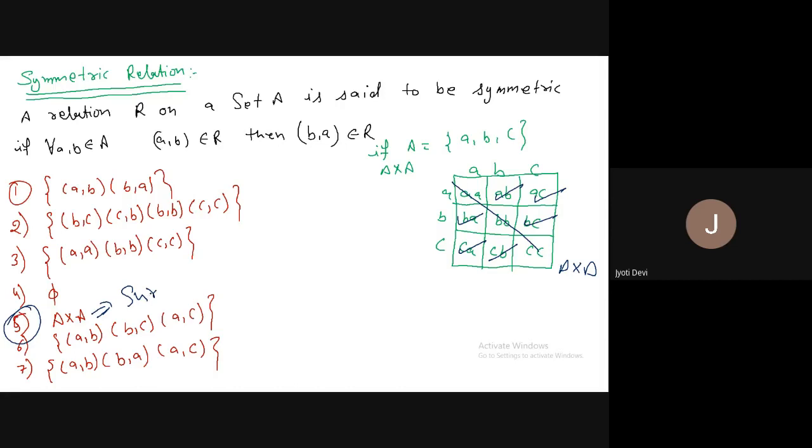Remaining questions you try yourself. If you are not able to understand, then please tell me. Okay, should I move to next?